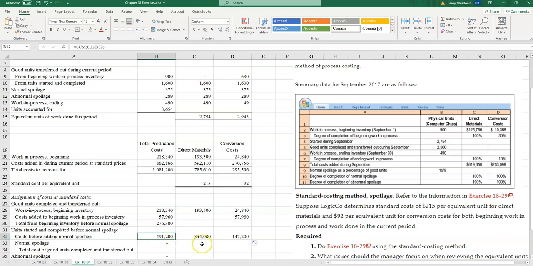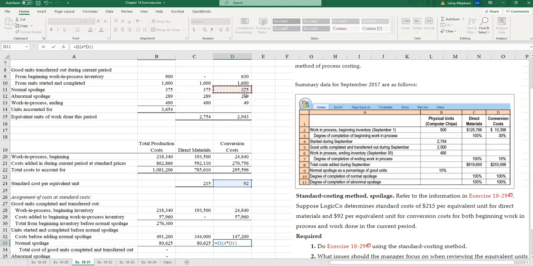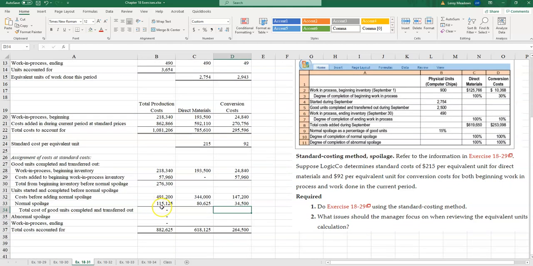Now, let's take a look at our normal spoilage, because we want to compute that separately, but then add that cost in to the cost of good units completed and transferred out. So how am I going to do my normal spoilage? I'm going to take my standard cost per equivalent unit for direct materials times my normal spoilage equivalent units for direct materials, and that gives me $80,625. For conversion costs, I'm going to do $92 per standard cost per equivalent unit times the 375 spoilage units that are fully completed for conversion costs. And I want to get $34,500. So what is the value of my total spoilage? The value of my total normal spoilage is $115,125.